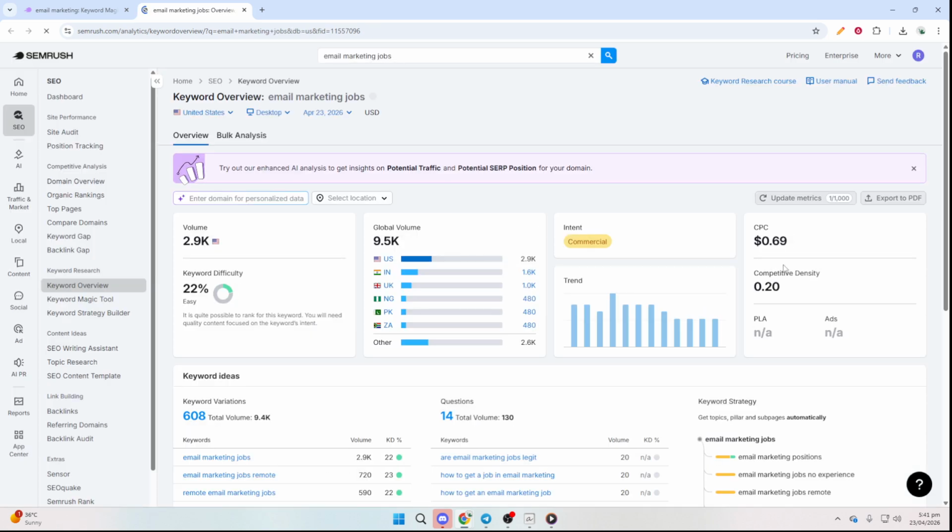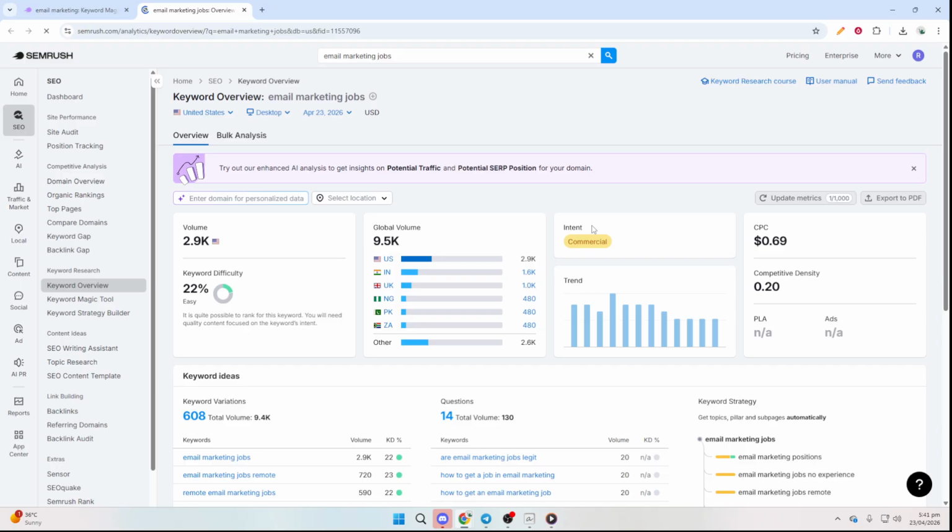Here, review the trend graph over time for a clearer picture. Look for a consistent upward slope or a stable line with gentle growth. Sharp peaks can mean seasonality, so make sure the baseline is also improving. This quick visual check confirms whether the keyword is truly trending and worth your effort.